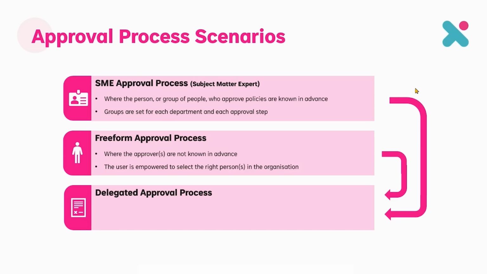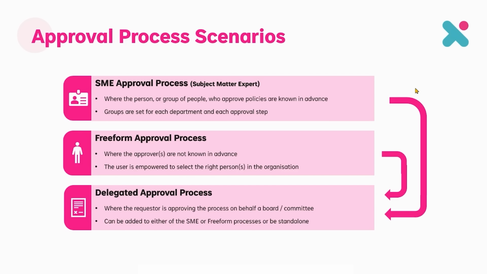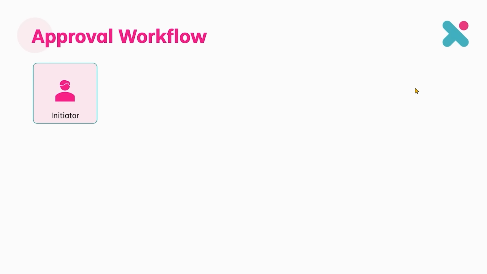Now, combined with these two, or sometimes standalone, we also see the delegated approval process. And this is where a board or committee have met and they've agreed that a policy can go into place, and now they've rubber stamped it, and somebody, a representative from that delegated person, can go in and manually approve that policy on their behalf. And this could follow after maybe a subject matter approval process or a free-form approval process. So there's quite a few things going on there. So let's go and look at some examples.